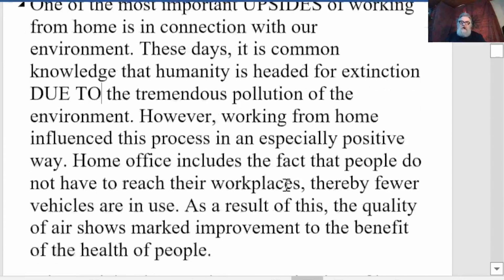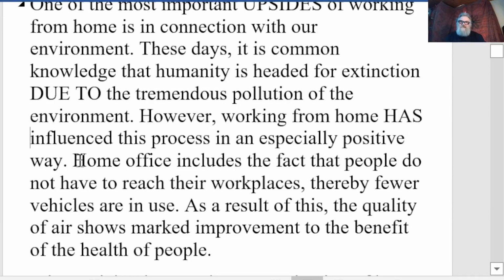Yeah. However, working from home influenced this process in an especially positive way. Okay, influenced. Again, I'm going to go for a present perfect. Has influenced because it's still occurring. Influence. It sounds like homeworking has stopped. Let's see. Influence is not wrong. Has influenced is better. So, in an especially positive way. Okay. Positive way. Yeah, you could.